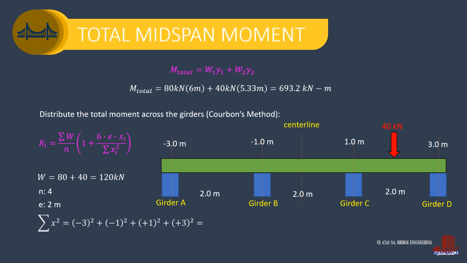The summation of the squares of x distances is then computed as the square of -3, plus the square of -1, then the square of 1, and the square of +3. This results in 20 square meters. Also, the distance of girder D from the center line is 3 meters.